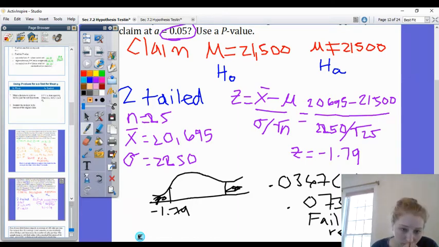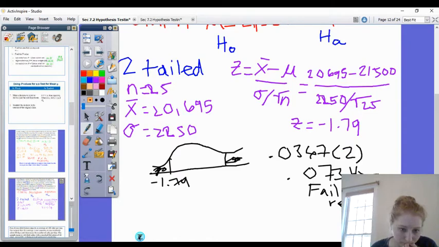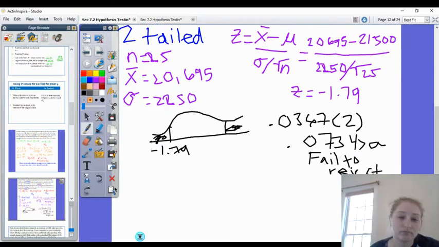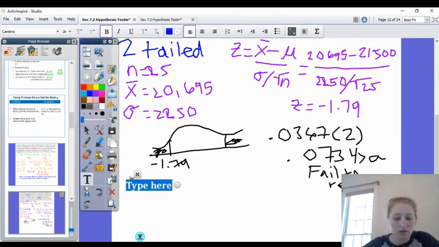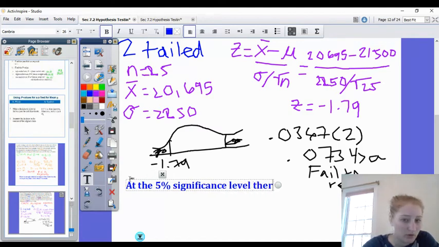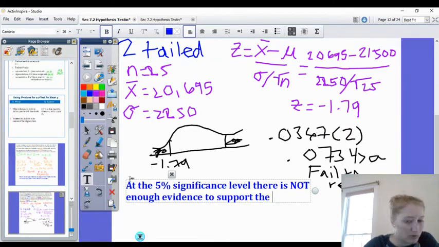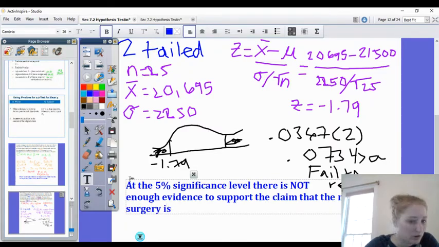Okay, so we're going to write our sentence. At the 5% significance level, there is not enough evidence to support the claim that the mean cost of surgery is different from 21,500.